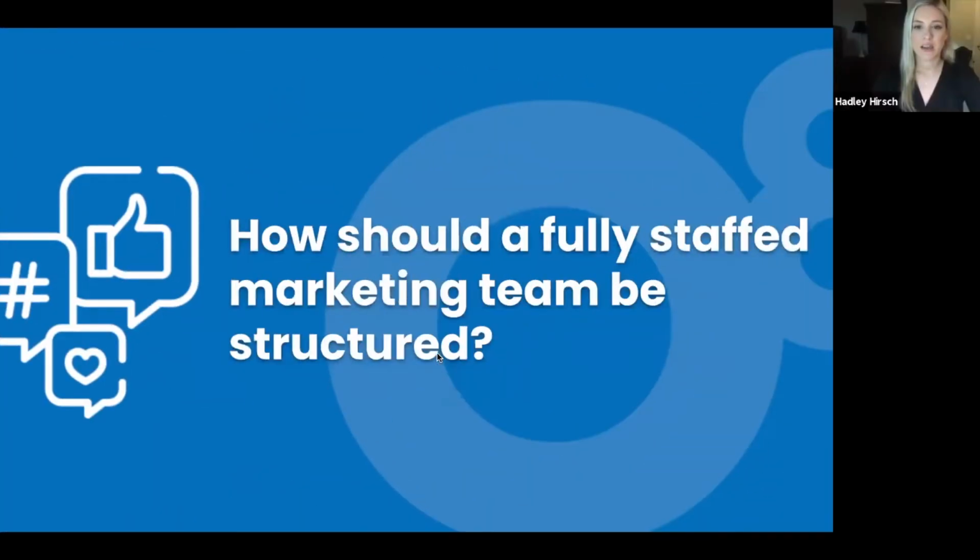Right. So it sounds like we've identified the pitfalls, but when you're looking at a marketing team structure, how should that be fully staffed? Is there a one-size-fits-all, or really how can you go about creating this structure?